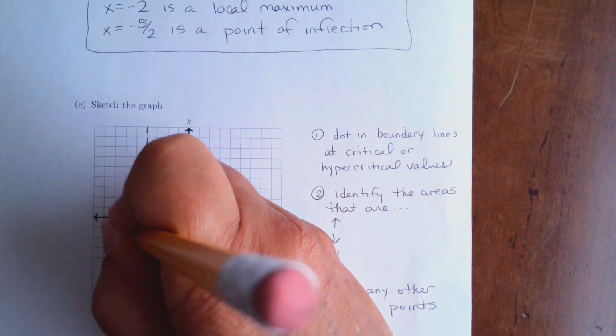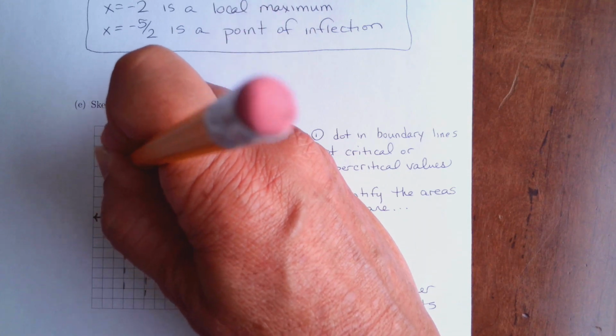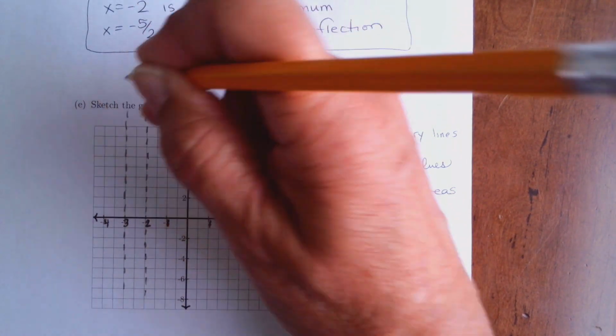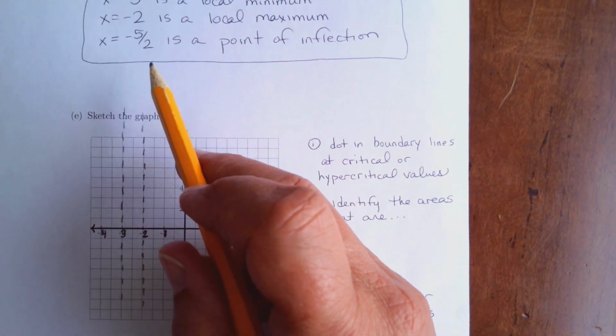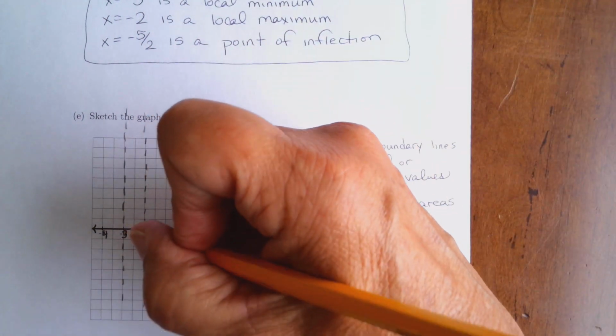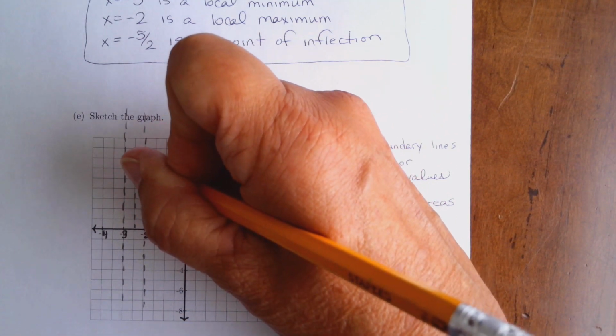Okay, I'm going to put a dotted line at -3. That was my other critical value. I'm going to go higher because I've got to get up higher here. And my hypercritical value is -5/2. So you can see why I did what I did, because it's already pretty tight.